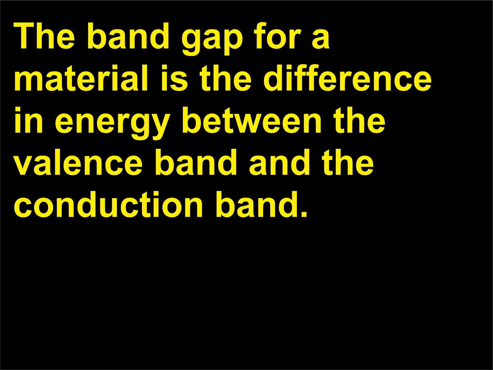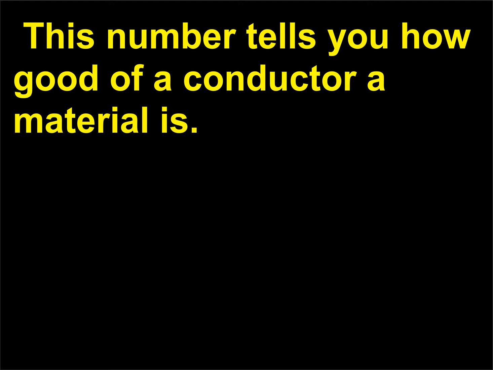What is a band gap? The band gap for a material is the difference in energy between the valence band and the conduction band. This number tells you how good of a conductor a material is.